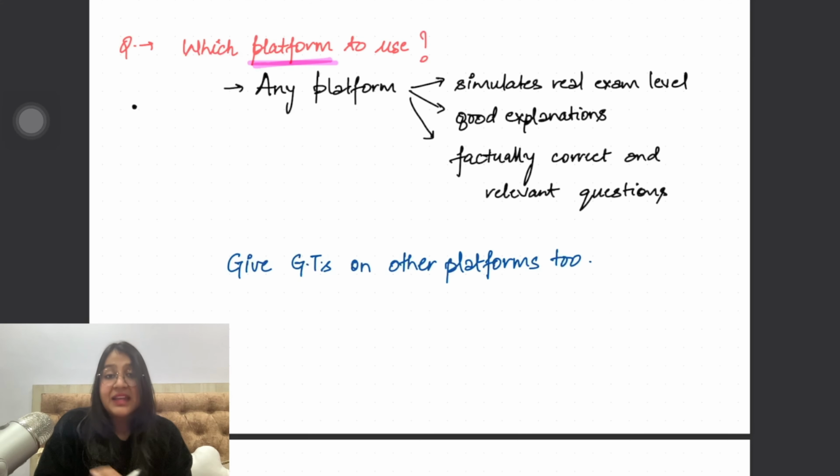So you can use any platform as long as it gives you the real exam level. So आपकी previous year topics या previous year questions cover हो रहे हैं, and it is asking questions with relevant difficulty level and factually correct question, along with good explanation. So जितना exam अच्छा है, explanations जो है वो भी अच्छी होनी चाहिए, otherwise there is no use of giving a GT. Personally, I recommend Marrow.